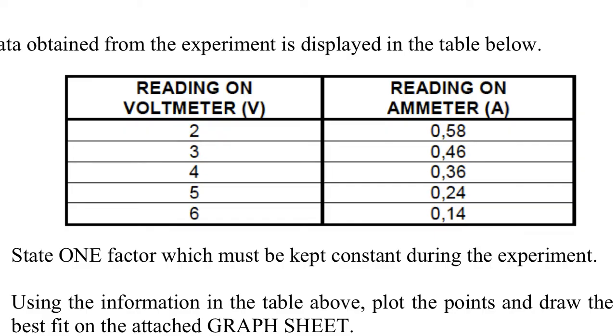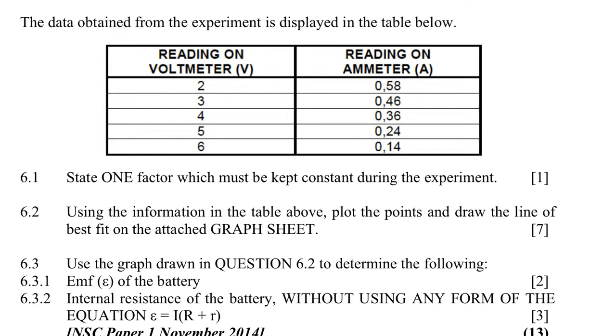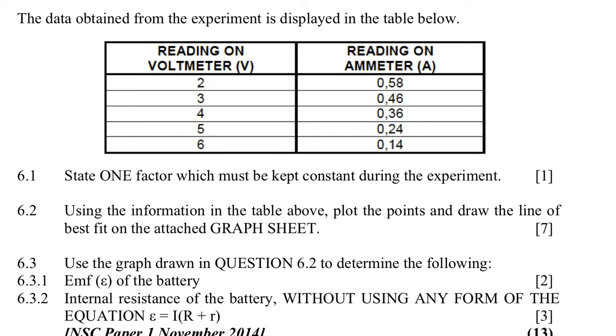But when we plot this, we are going to take the voltmeter readings and plot them versus the ammeter readings, as you will soon enough see. So as the voltmeter readings increase, the ammeter readings decrease. Now this immediately shows us that this cannot be direct proportionality, and so cannot explicitly be following Ohm's law. Yet Ohm's law is embedded in the theory of EMF and internal resistance. So now it asks us here, state one factor which must be kept constant during the experiment.